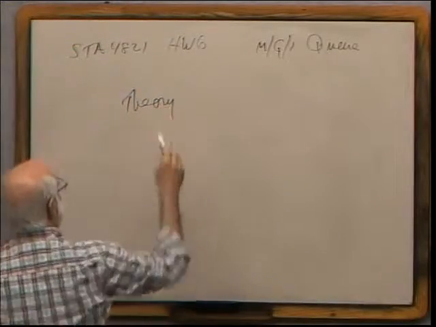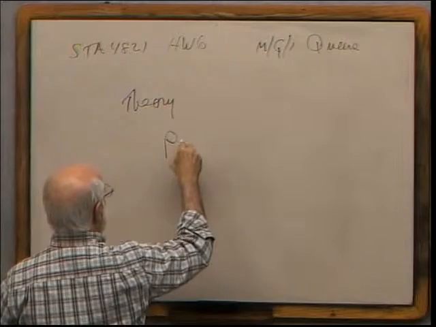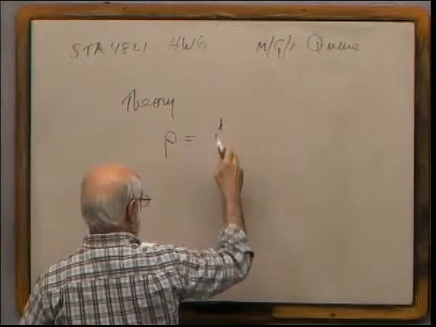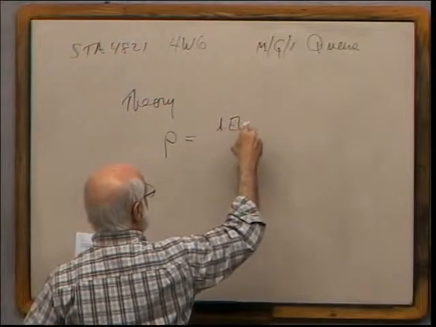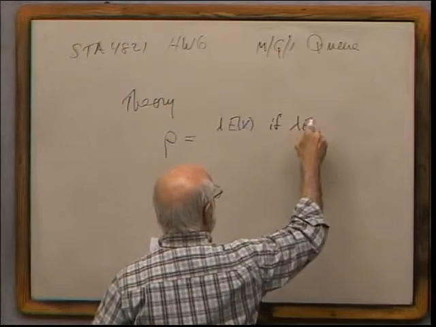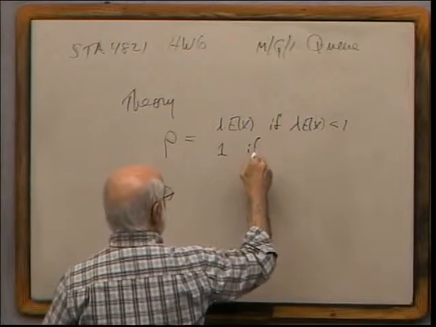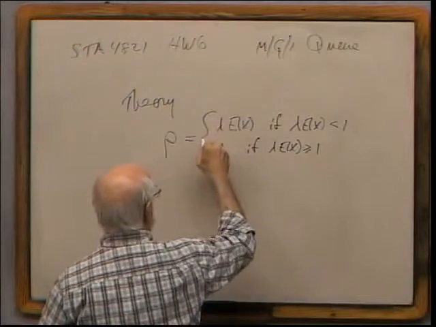So from the viewpoint of the undergraduate course, I just tell them this. I say if lambda is the arrival rate and x is the service time, then the server utilization is given by, well, we have the symbol rho, and it's given by lambda, the arrival rate, times the average service time, E of x, if lambda times E of x is less than 1. And it's given by 1 if lambda times E of x is not less than 1. So that's the definition of the utilization.